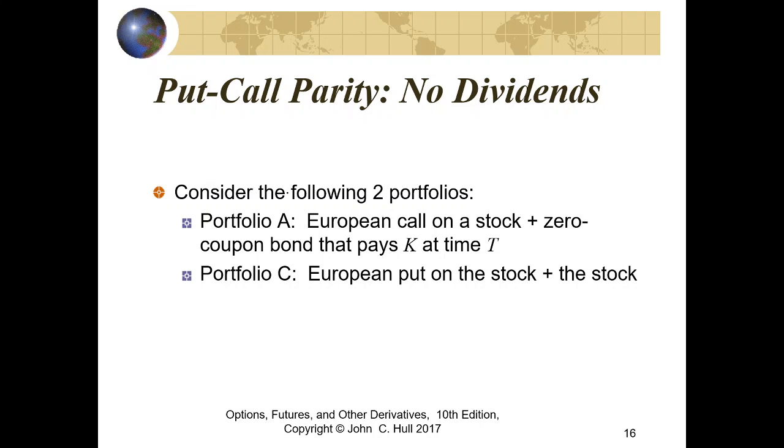Now consider the following two portfolios. We have portfolio A, which consists of a European call on the stock and a zero coupon bond that pays the strike price K at time T. And the second portfolio, portfolio C, includes a European put option on the stock plus the stock itself.